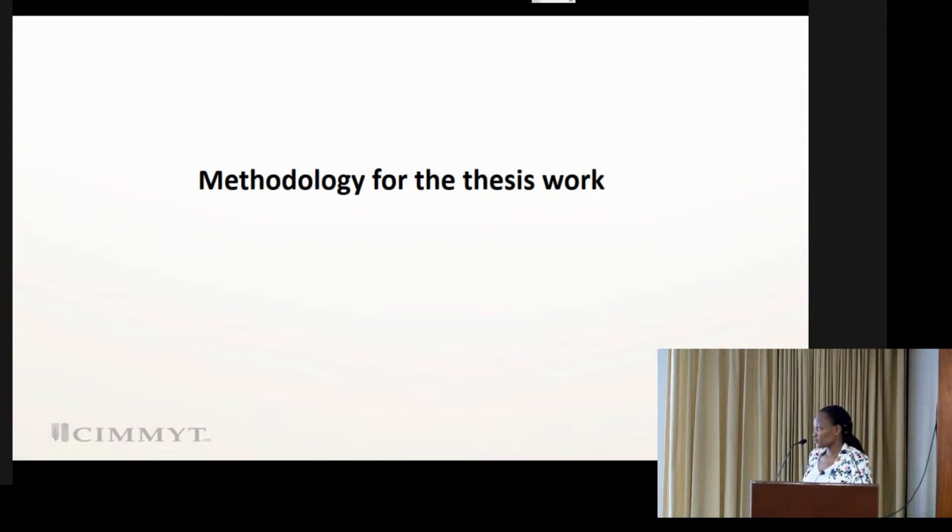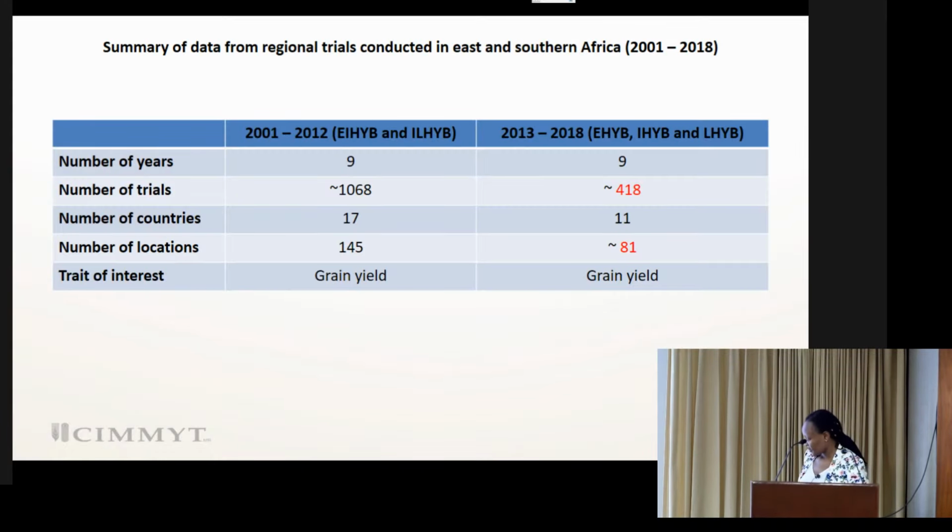I will present the methodology for the thesis work. This is a summary of the data which I plan to use for this study. So we have regional trials. These regional trials are advanced trials which are set out in East and Southern Africa. So this is the period for which I hope to obtain this data, conduct the analysis, and then propose improvements based on that: 2001 to 2018.